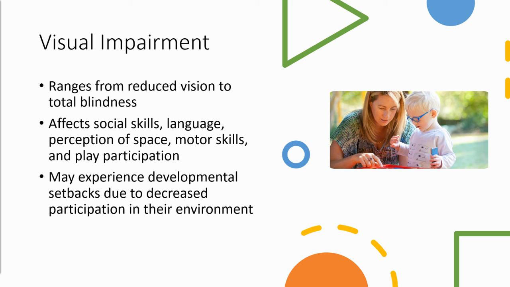The final condition we're going to talk about for the purposes of this training is a visual impairment, which can range from reduced vision to total blindness. If a child has some sort of visual impairment, it likely affects their social skills, language, perception of space, motor skills, and their participation in play. They may also experience developmental setbacks due to the decreased participation in their environment.